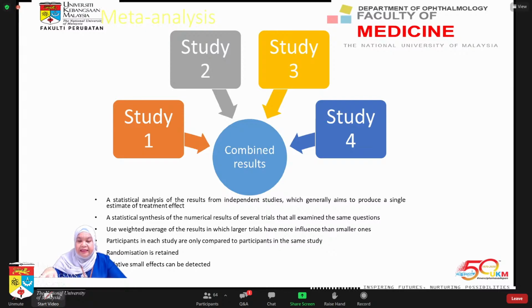The participants are compared among the studies where you retain the randomization. So you can actually detect small effects. If you think about it, it's very powerful because you combine a Malaysian study with a US study, with a UK study, and with a European study, or probably an Australian study. And your result will be very powerful. So you can have 10 patients in study one, but another study will have 1,000, and so on. You can have probably 10,000 patients when you do a meta-analysis, depending on the research question.